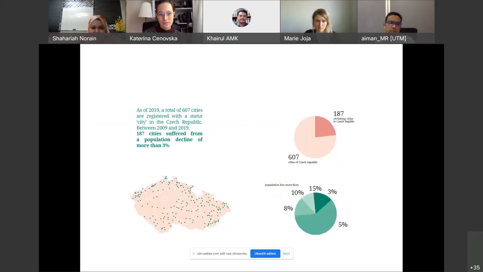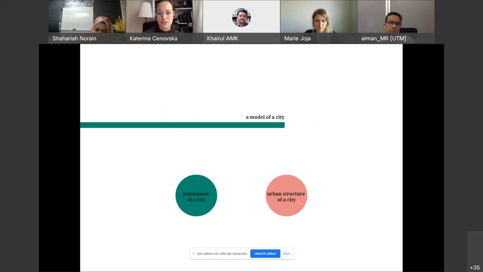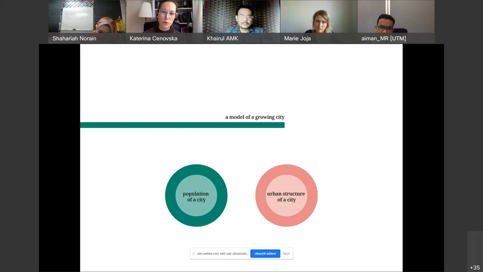Yeah, so this is a perfect model of a city. You have an urban structure which has some kind of population and it is built for this kind of population, let's say. When we go to the next slide, this is a typical model of a growing city. If the population of the city grows, it means the economy of the city is growing as well.